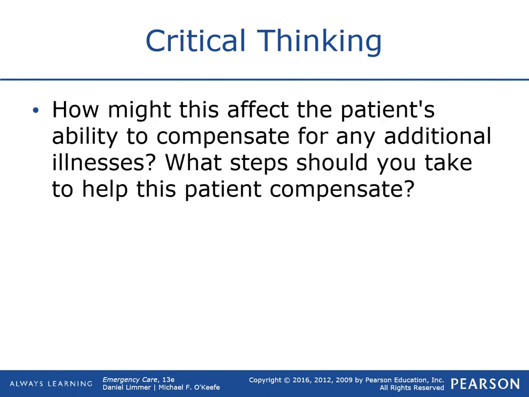So knowing this, how might this affect the patient's ability to compensate for any additional illnesses? What steps should you take to help this patient compensate? So if you have dilated blood vessels because you're in shock, and you have any other additional illnesses, it's really hard for your body to fight off these illnesses, because if your blood vessels are dilated, you don't have enough blood pressure to adequately move the blood well. So we need to find ways to raise that blood pressure. One of the biggest ones is adding fluids. So having a patient take fluids orally, or a paramedic will give fluids through a vein. And then keeping them warm so you don't have heat loss. Giving them some oxygen to help keep your oxygen levels up.